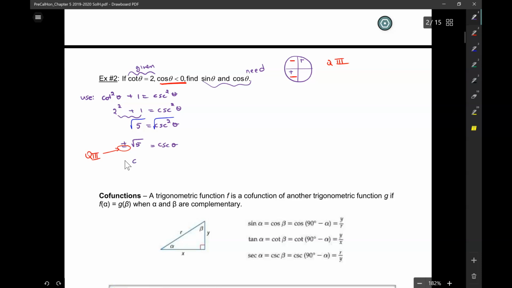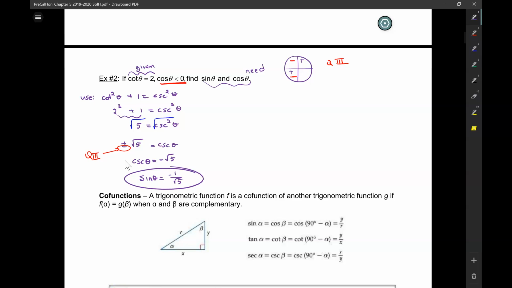So I say cosecant of theta is negative root 5, which is fine, but I don't even want cosecant. I want sine. So sine of theta is negative 1 over root 5. Okay. Now I need to find cosine. I have sine. I also have cotangent, which means I have tangent, right? So I have tangent, cotangent, sine, cosecant.